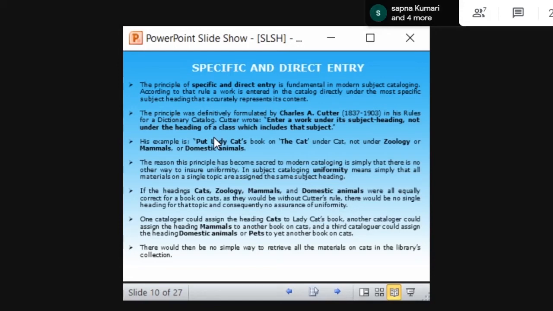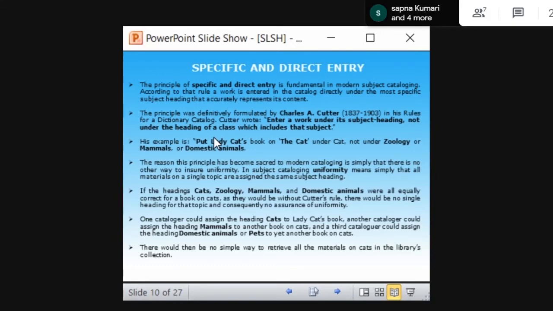If the book on cat is assigned to cat, it's good. People searching on cat will easily retrieve the resources available on cat. If I put the same heading under mammals or domestic animals, they will get dogs and other irrelevant results also. So in order to maintain uniformity, direct entry is very much essential. This has become so sacred for modern cataloging.